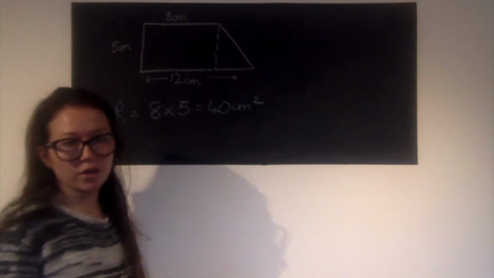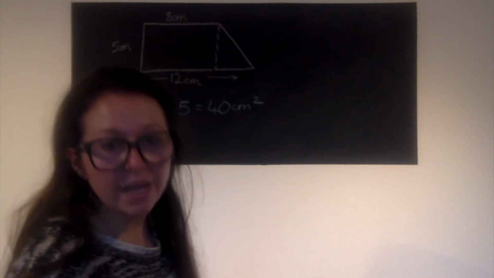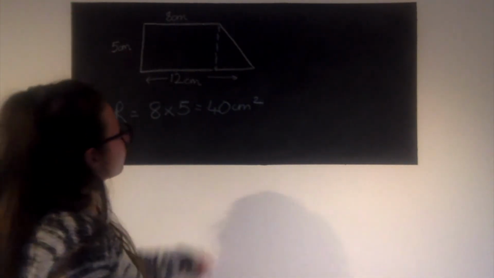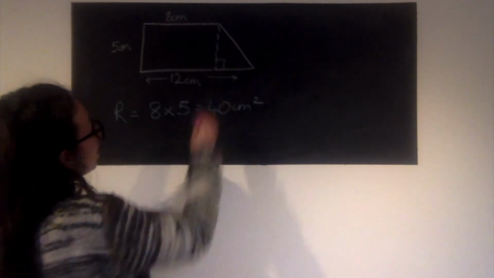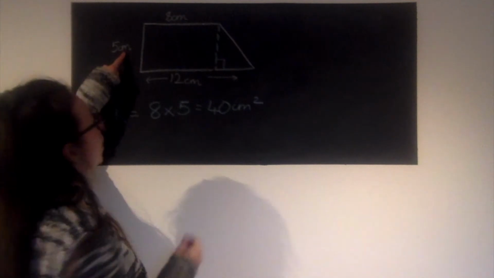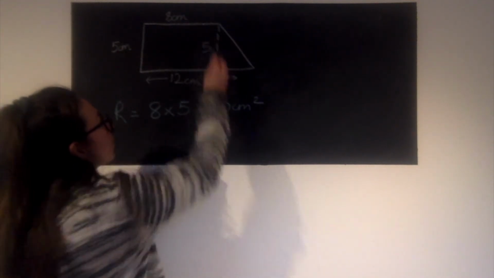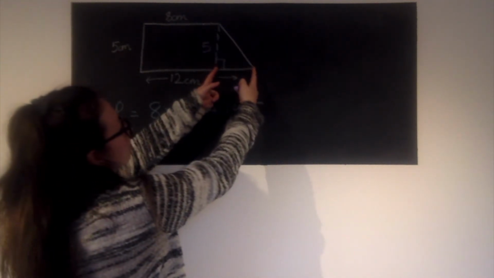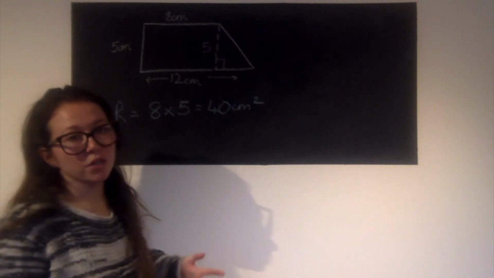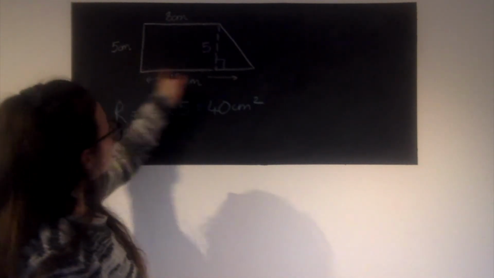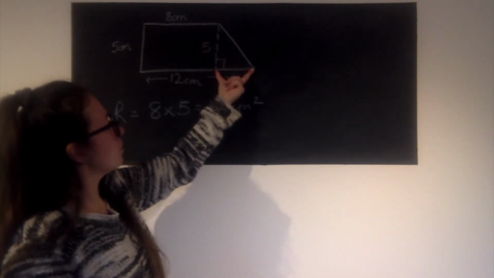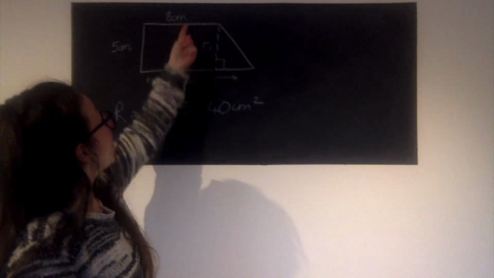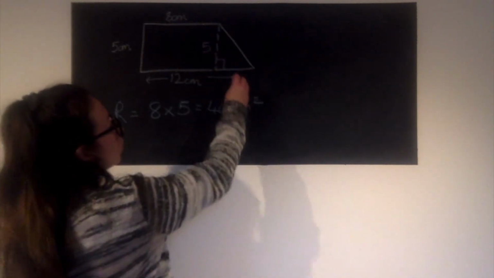Now let's think about our triangle. Remember, we need to find out the base and the height. The height of our triangle is where it meets at a right angle, so that part's nice and easy for us because it's 5 centimetres. This part, my length, I need to use what information I've got to figure it out. So from here to here is 12 centimetres, and I know from here to here is 8 centimetres, so we need to work out the difference. So the difference between 12 and 8 is 4.